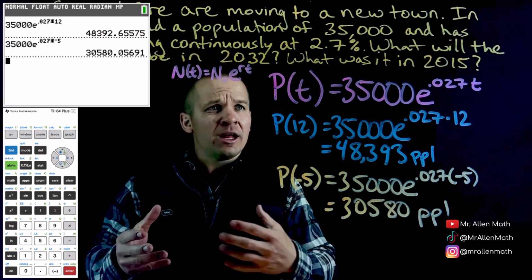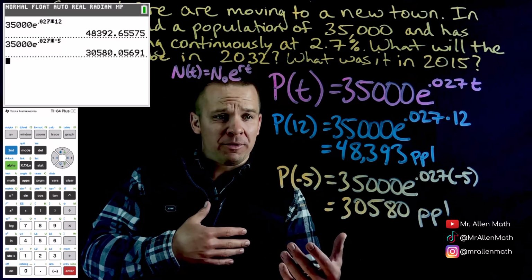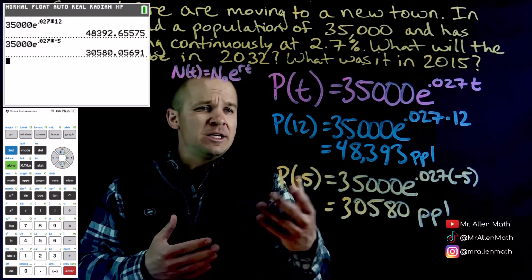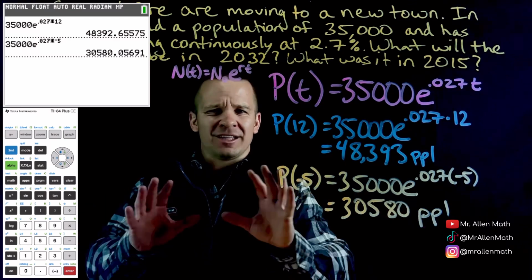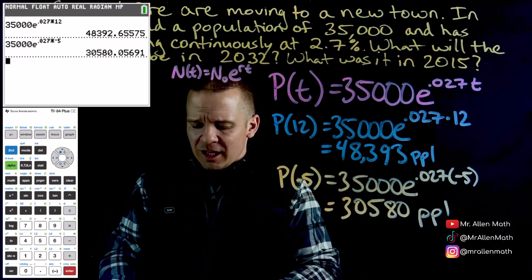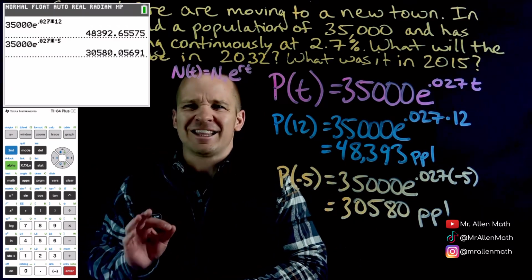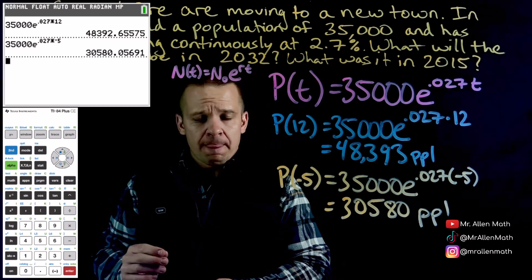You could also be asked questions on when a population will reach a certain amount. Let's say when is it going to crack 50,000? Let's just do a little what if. Actually, let's go with 60,000. Let's go a little bit more. You got a couple options.